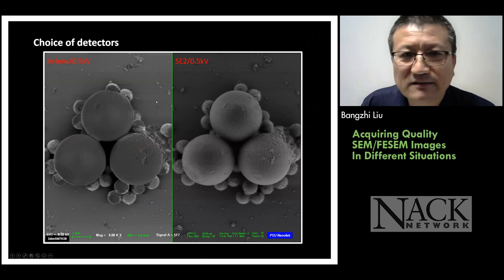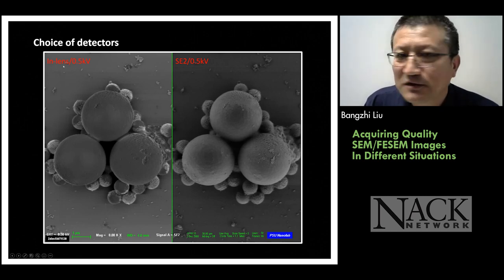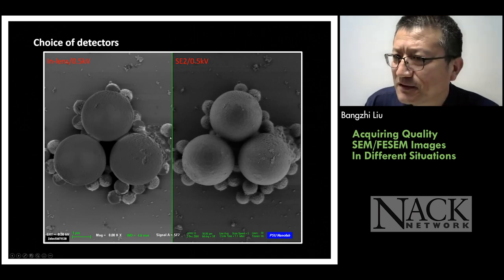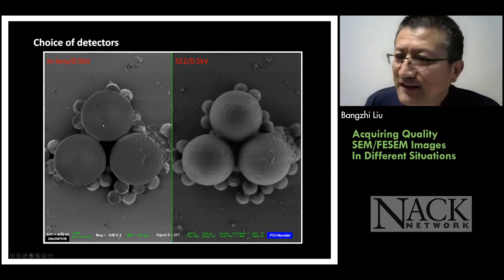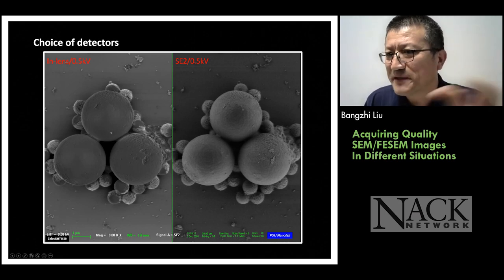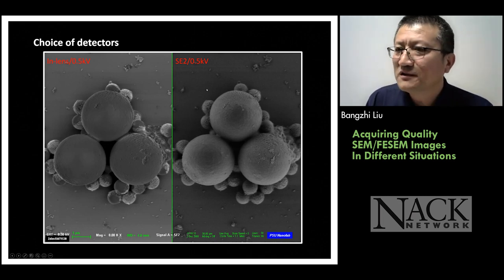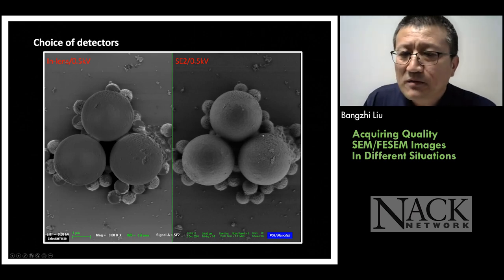Let's compare the two detectors and what they can do for you. See the same sample here, at the same voltage. The left side is in-lens, the right side is SE2. See the difference? Which one is better? I'll give you a few seconds to decide. I like the right side. Do you know why? They're spheres. On the left side it looks flat, like a disc. It doesn't look like a three-dimensional sphere. But the right side, the SE2, gives you the real sense of the morphology.